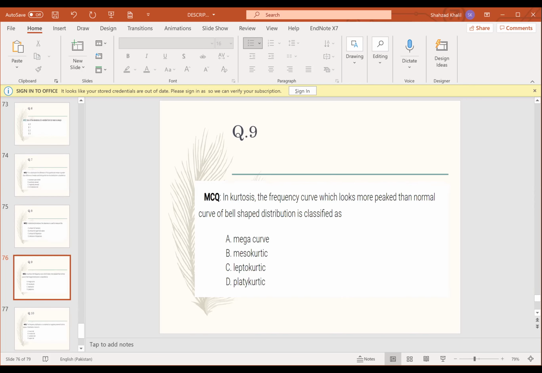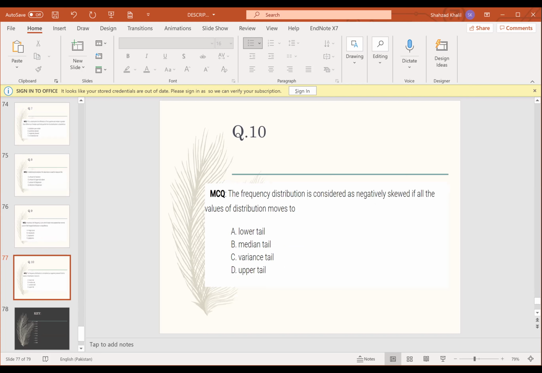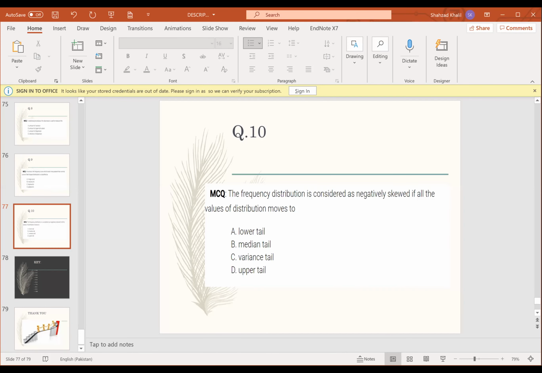In kurtosis, the frequency curve which looks more peaked than the normal curve or bell-shaped distribution is called leptokurtic. Yes, it's called leptokurtic. The frequency distribution is considered negatively skewed if all the values of the distribution move to the lower tail, middle tail, variance tail, or upper tail? Lower tail. Yes, A, lower tail.